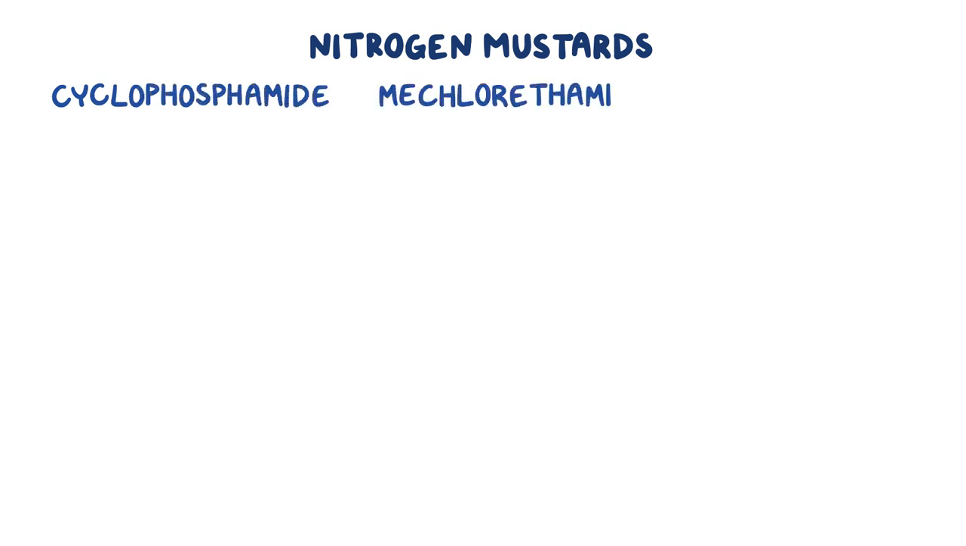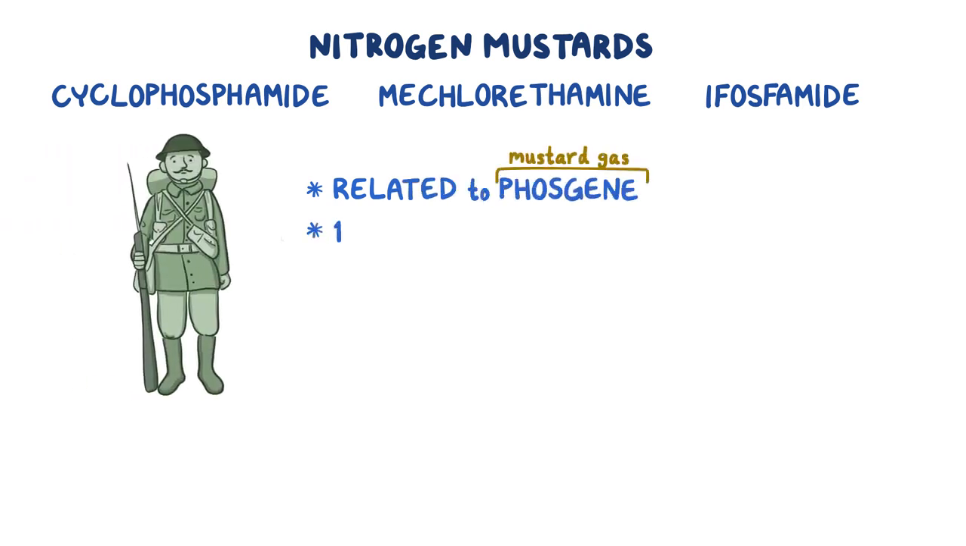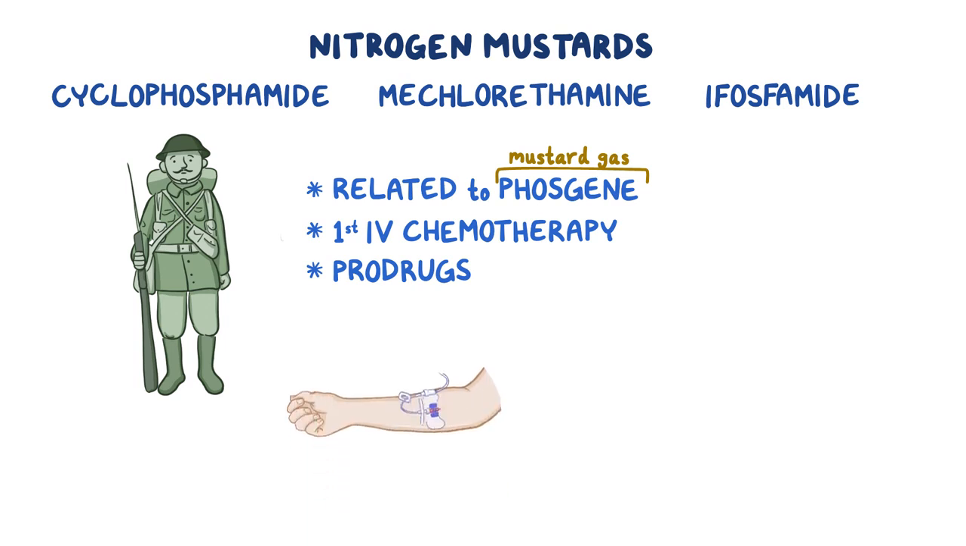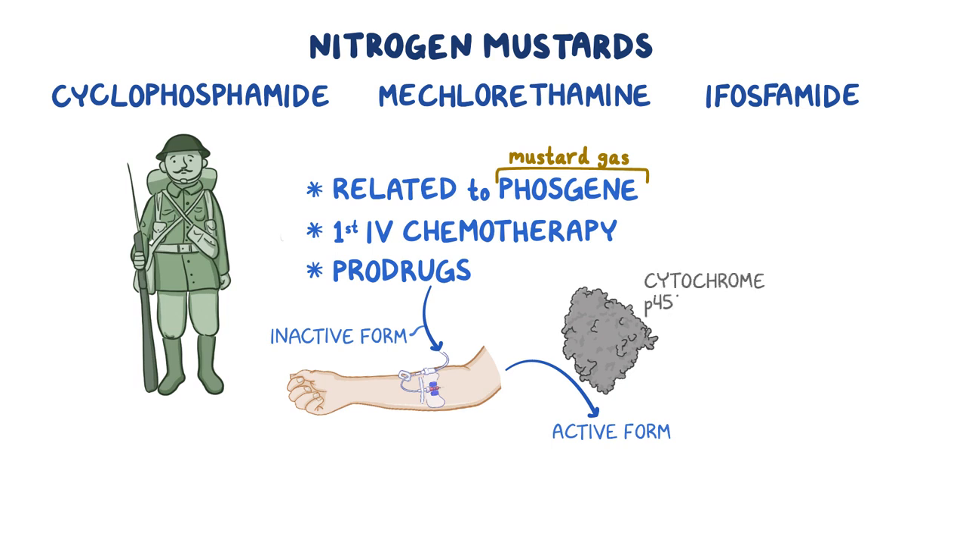Okay, let's start with nitrogen mustards, which include cyclophosphamide, mechlorethamine, and ifosfamide. Nitrogen mustards are related to phosgene, the lethal mustard gas that was used during World War I, but it's also the first intravenous chemotherapy treatment for cancer. Alright, now these agents are prodrugs, meaning they are administered in an inactive form, which needs to be metabolized into an active form by the liver cytochrome P450 enzymes.